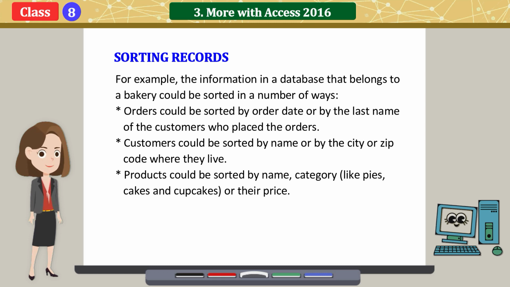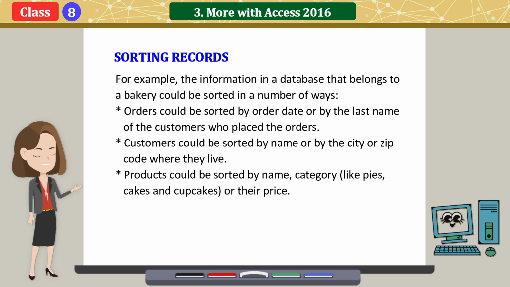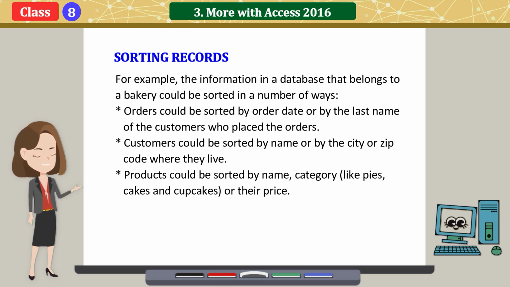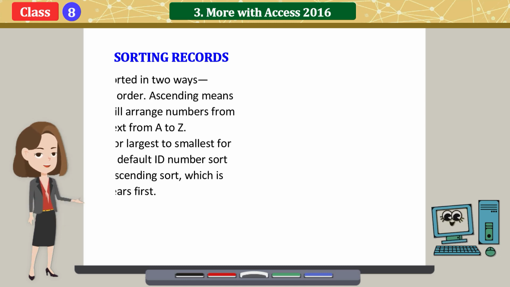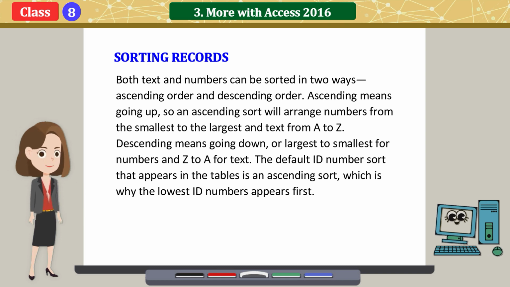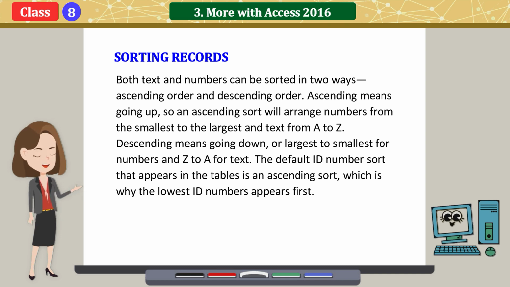For example, the information in a database that belongs to a bakery could be sorted in a number of ways. Orders could be sorted by order date or by the last name of the customers who placed the orders. Customers could be sorted by name or by the city or zip code where they live. Products could be sorted by name, category, like pies, cakes and cupcakes, or their price. Both text and numbers can be sorted in two ways, ascending order and descending order. Ascending means going up, so an ascending sort will arrange numbers from the smallest to the largest and text from A to Z.